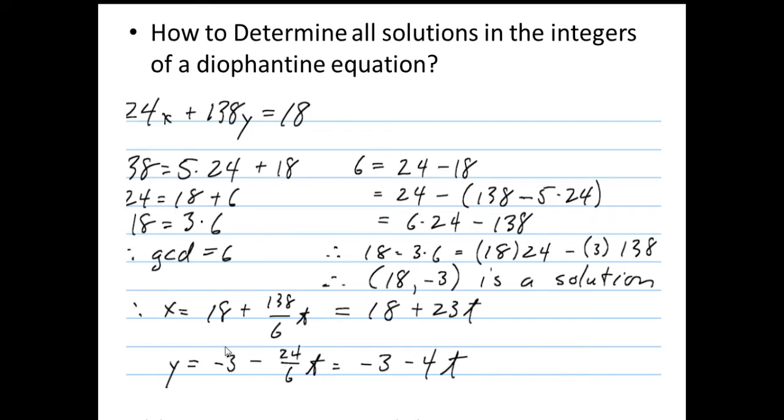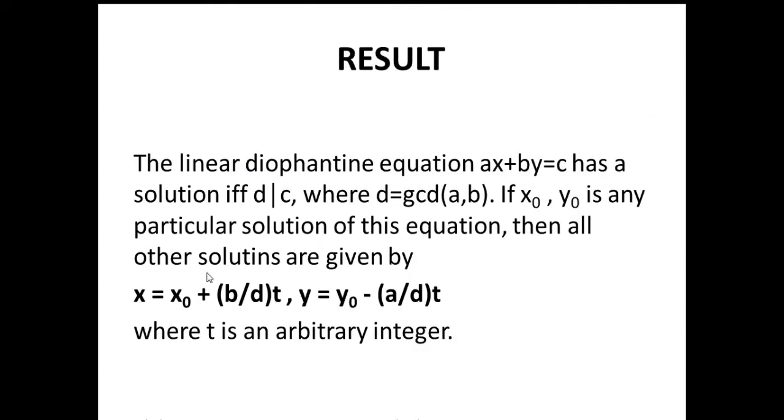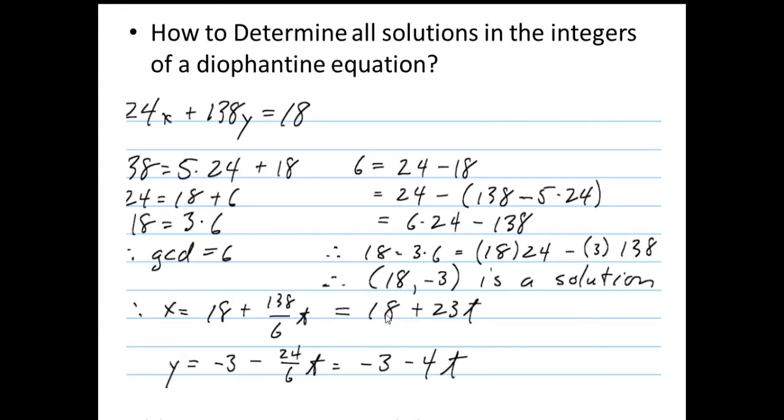So by that previous theorem, x is equal to x naught plus b by d into t and y is equal to y naught minus a by d into t. Let's use this result. So x is equal to x naught, which is your 18, plus b by d. b is 138 and d is the GCD, which is 6, into t. So 18 plus 23 into t, and similarly y is equal to minus 3 minus 4t. So t is an arbitrary integer. You put any value of t, you will find a solution of the given Diophantine equation.